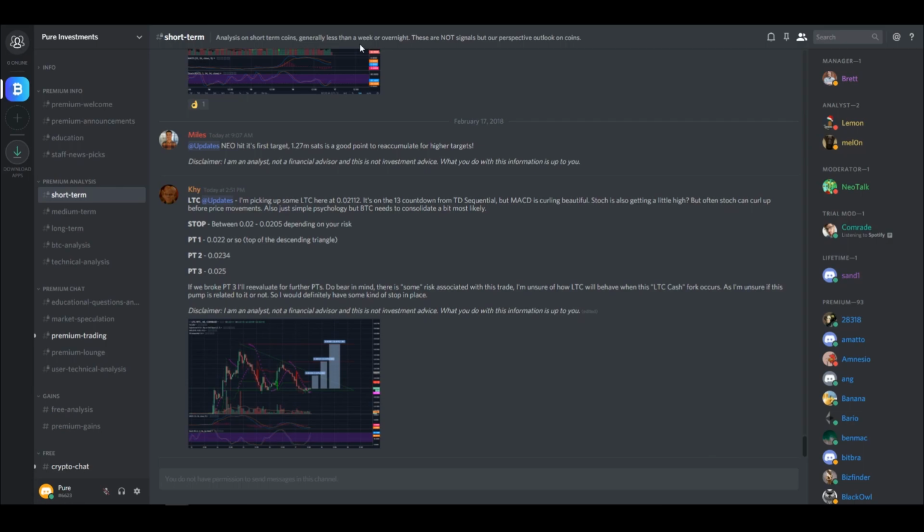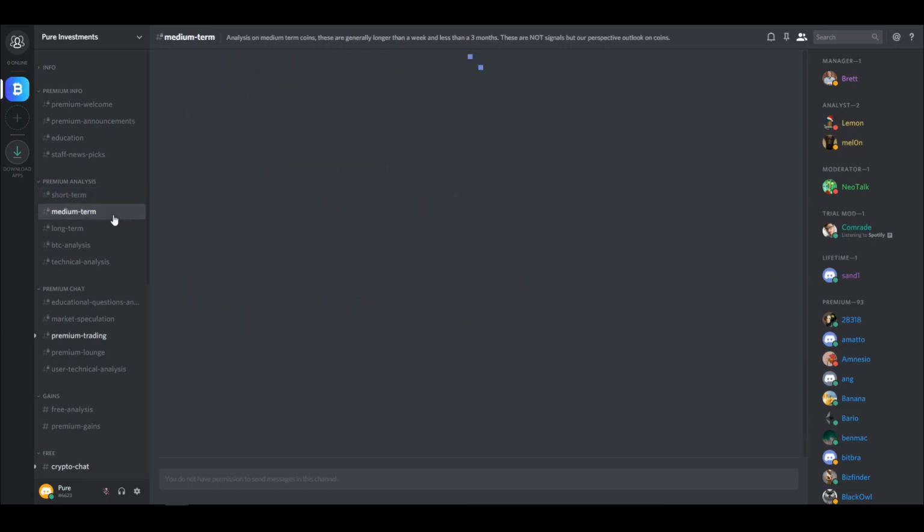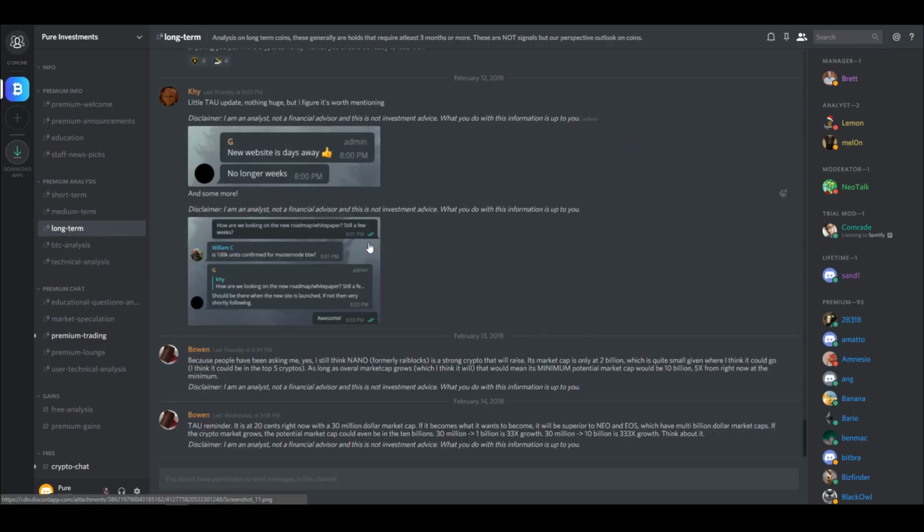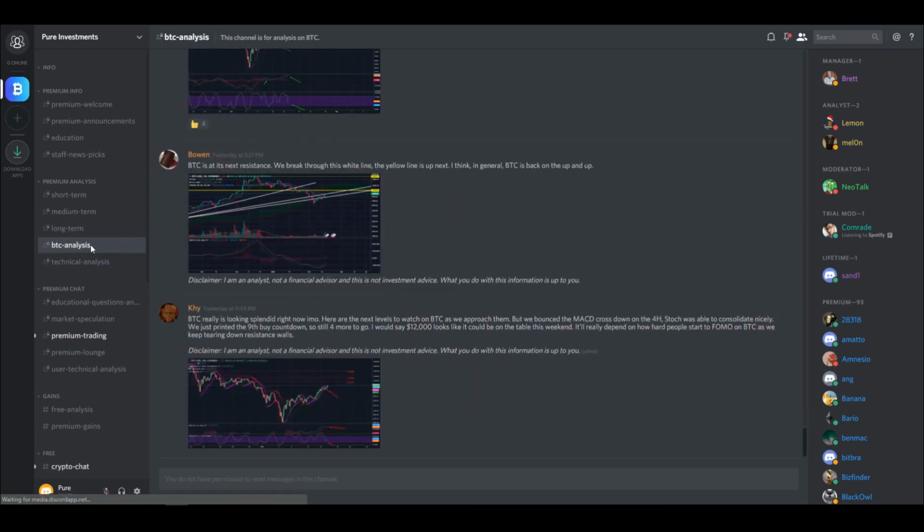You're rarely going to see a coin in here that you're going to hold for several days or several weeks. That's more medium term, medium term being anything that you're holding for a week to 3 months. And then there's long term. Long term is anything you're holding for 3 months or more. So long term is coins that you're looking to buy now, hold for a year or so, and see where they turn out.